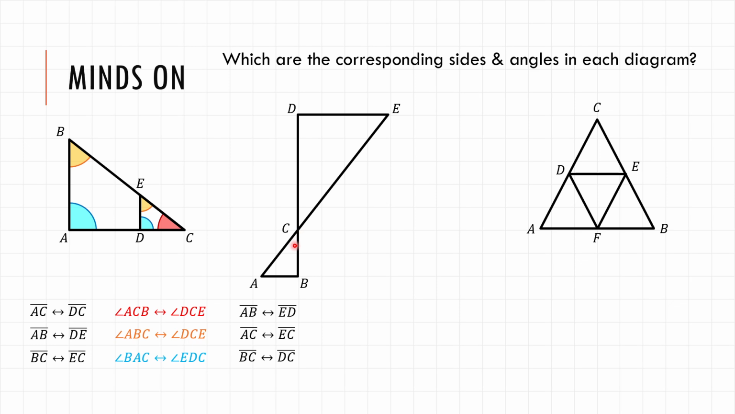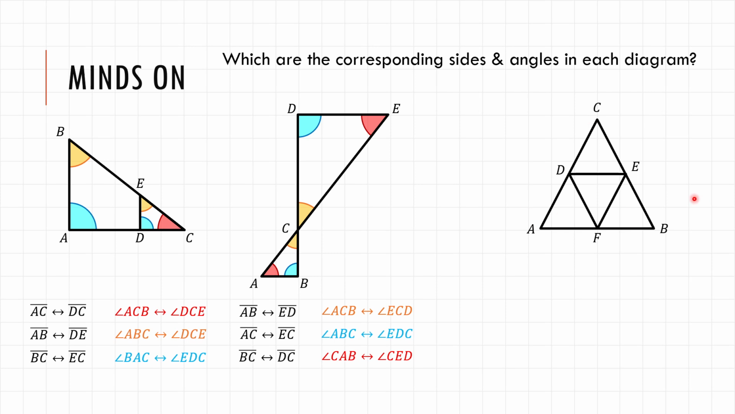Looking at the angles, these two angles are opposite each other, and therefore they are equal and corresponding. The right angle here corresponds to the right angle here. That one's also pretty easy to see. And of course, this one therefore corresponds to this one.